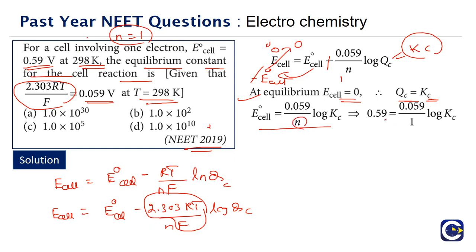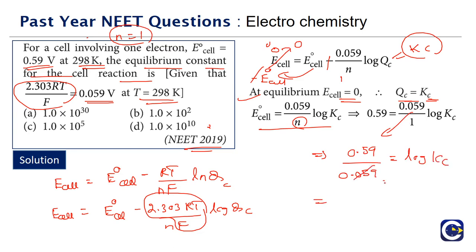So 0.59 is equal to what? E naught cell is given as 0.59. So 0.59 is equal to 0.059 by 1 into log Kc. If you bring the 0.059 to the LHS, it will come to the denominator. So 0.59 by 0.059 is equal to log Kc.